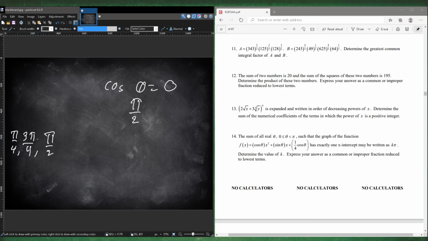So add them together, 1/4 plus 3/4 is 1, plus 1/2 is 3 over 2. And that's 3 over 2 pi, but we're just looking for k, so that's just 3 over 2. So that's your answer for number 14, 3 over 2.